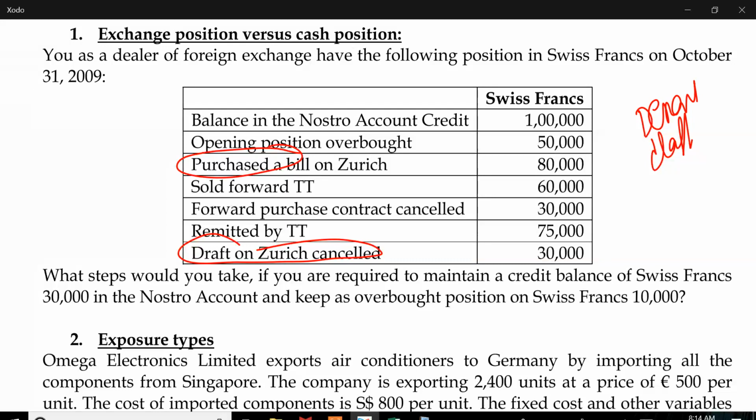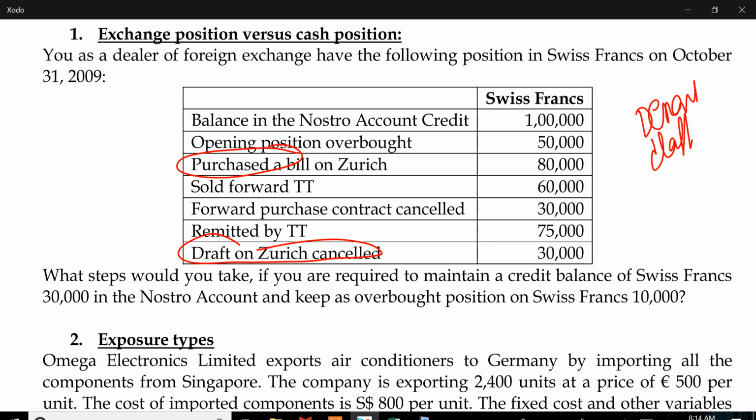Draft on juries cancelled. A draft is a DD which was created. Earlier you had written a sale transaction. Draft is a sale transaction. When you cancel the draft, it's a purchase transaction. Any doubts in this? Any doubts in any of these items? Clear? The last one, sir, how?